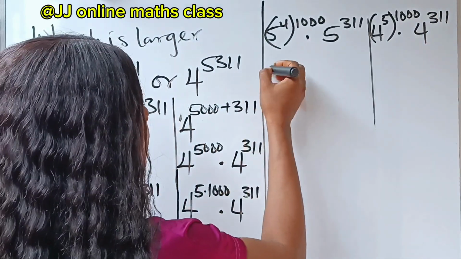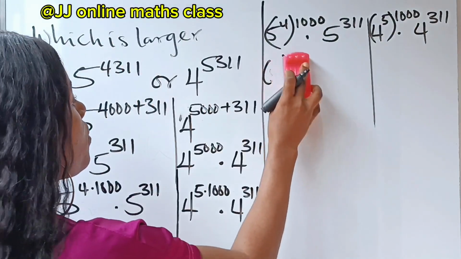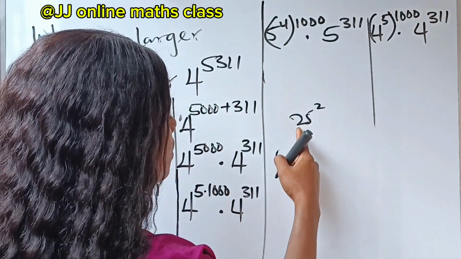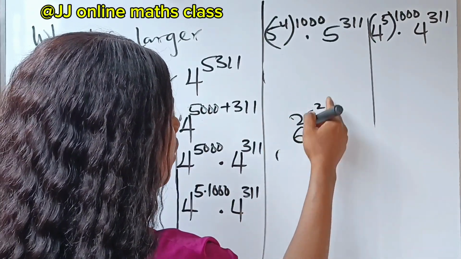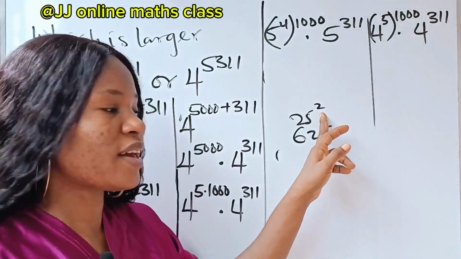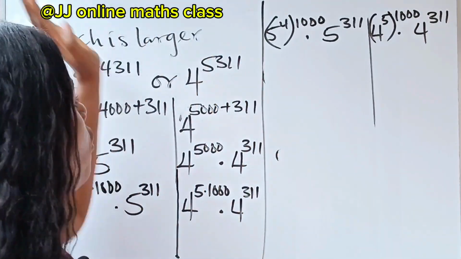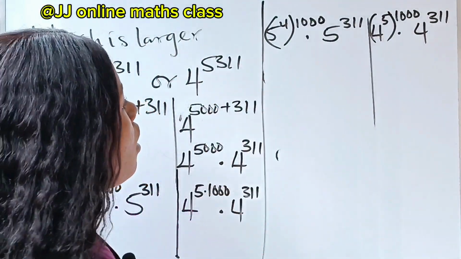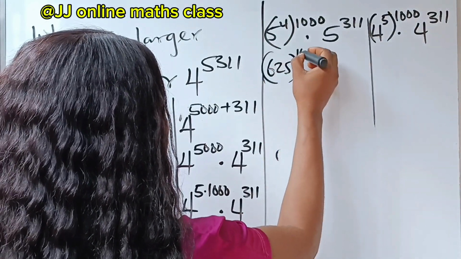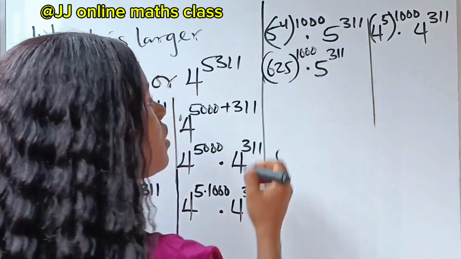All right, so we have 5 to the power of 4. 5 to the power of 4 can be expressed as 25 squared, right? And 25 squared: 5 squared is 25, so it's going to be 625. Actually, I applied a trick here to get this. If you want to know the trick, check my shorts. I uploaded that as a short. So 5 to the power of 4 is 625, raised to the power of 1,000, multiplied by 5 to the power of 311.